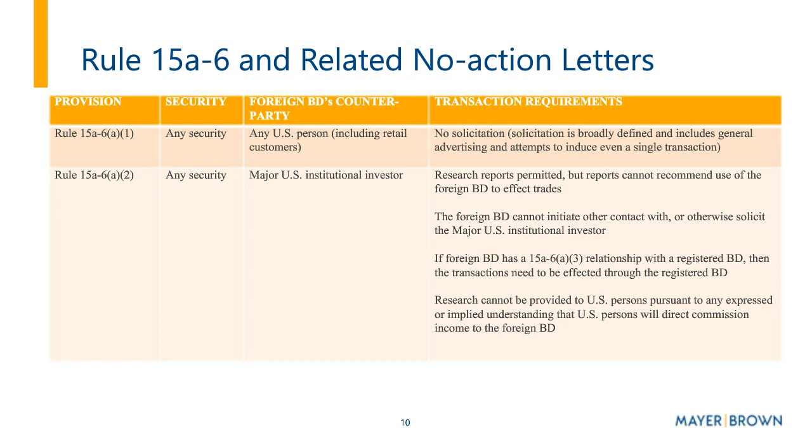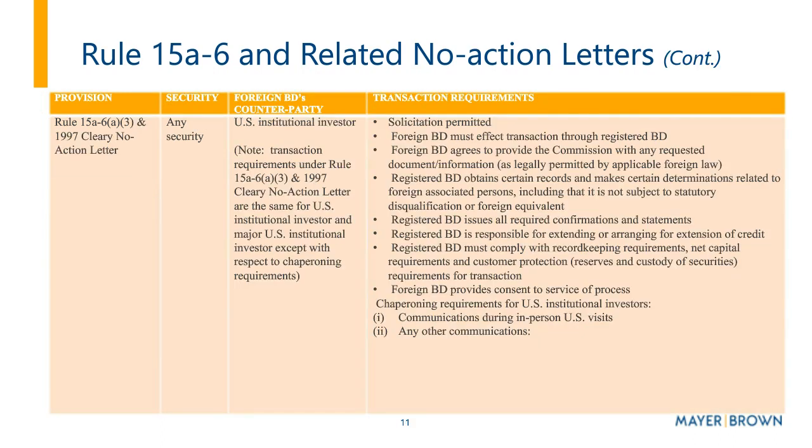It is therefore not as attractive to people unless they couple it with an affiliated BD in the U.S., registered BD, or a chaperoning relationship with a U.S. registered BD under 15a-6a-3. Okay, so let me now move to chaperoning, and I'll spend a couple of slides here, okay? The 97 letter and 15a-6a-3, okay? So this is the 7 firms letter.